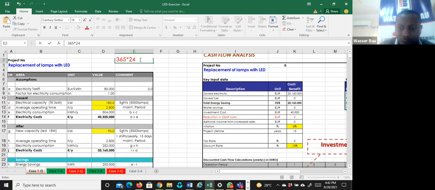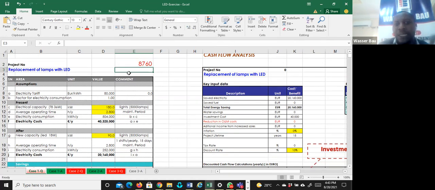So that will give you, sorry, let me use Excel, equals 365 multiplied by 24. The maximum hours in a year is about 8,760. Okay, but we say 24 hours.